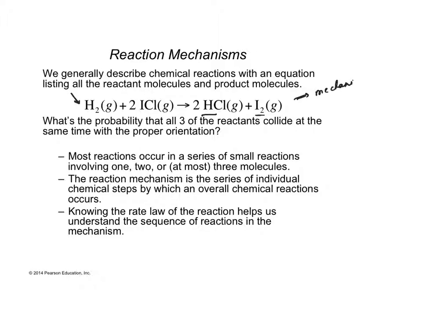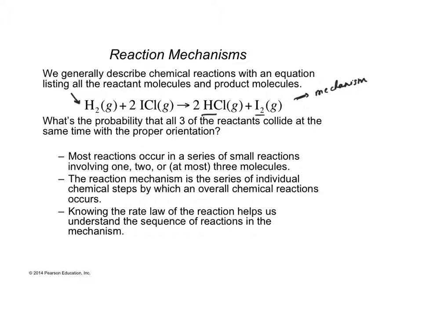A mechanism is kind of like a roadmap, where we essentially propose that this reaction, instead of happening in one step, happens in a series of steps. These series of steps are what we're going to call elementary steps, and what they're trying to tell you is what's actually happening at the molecular level: what is colliding with what, and then what has to collide afterwards.